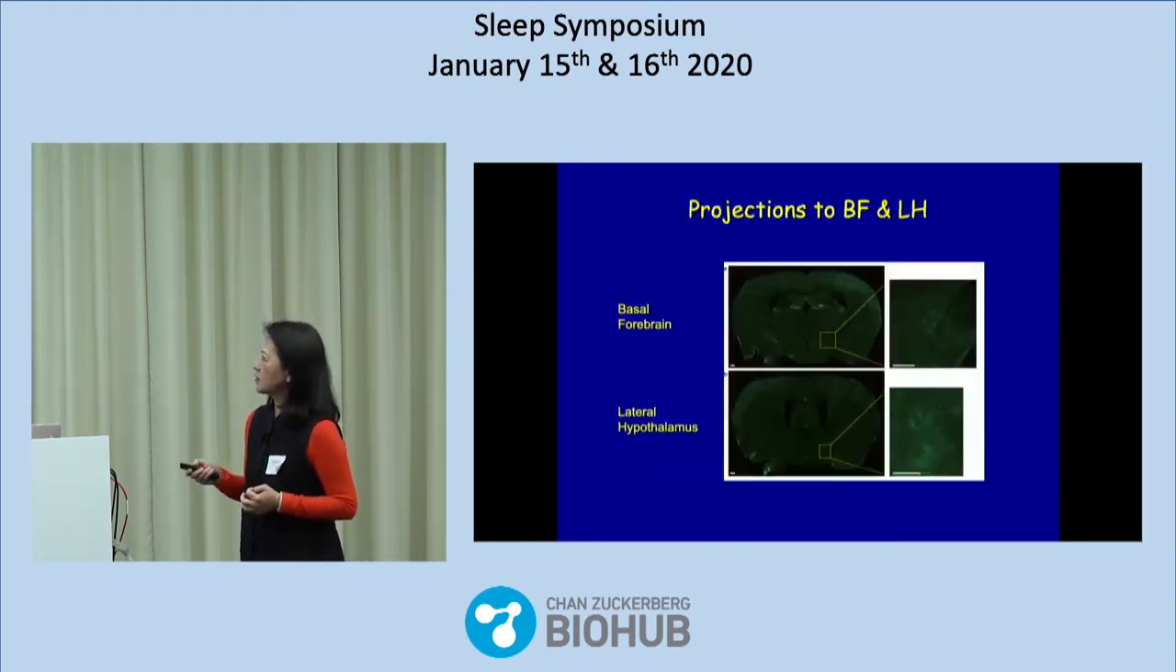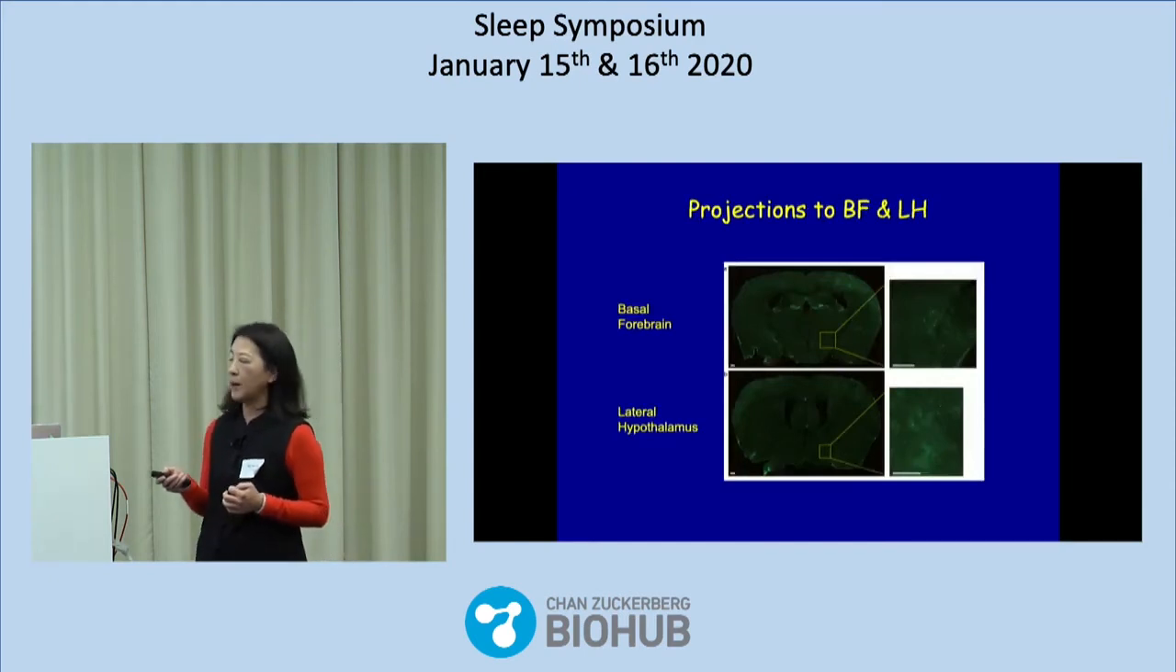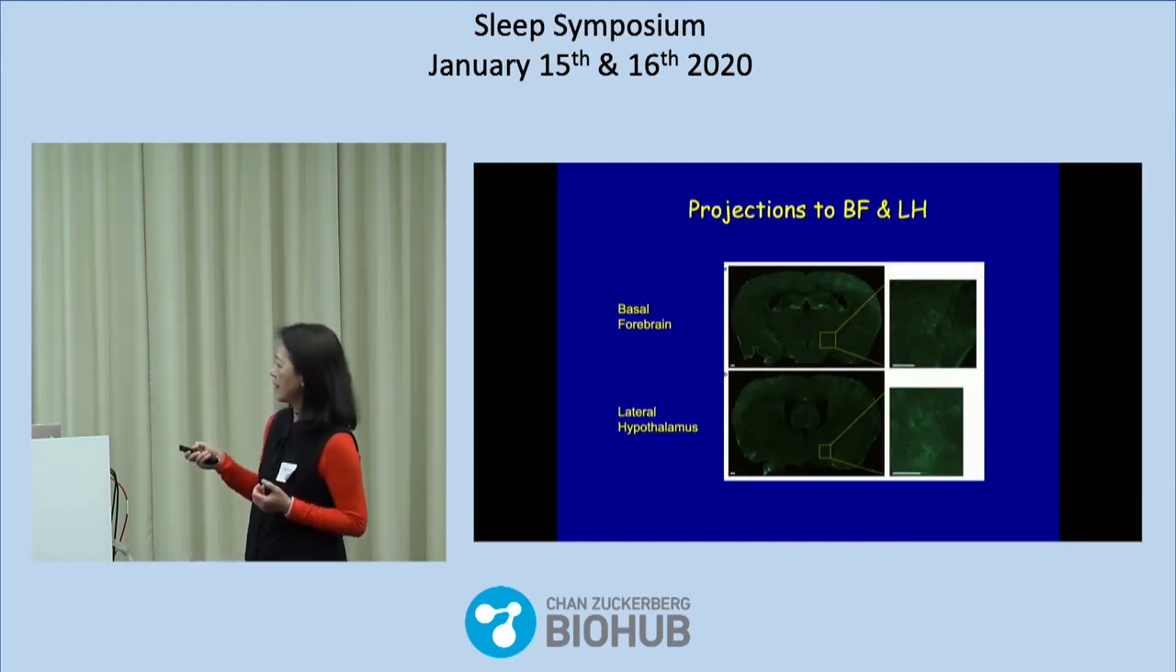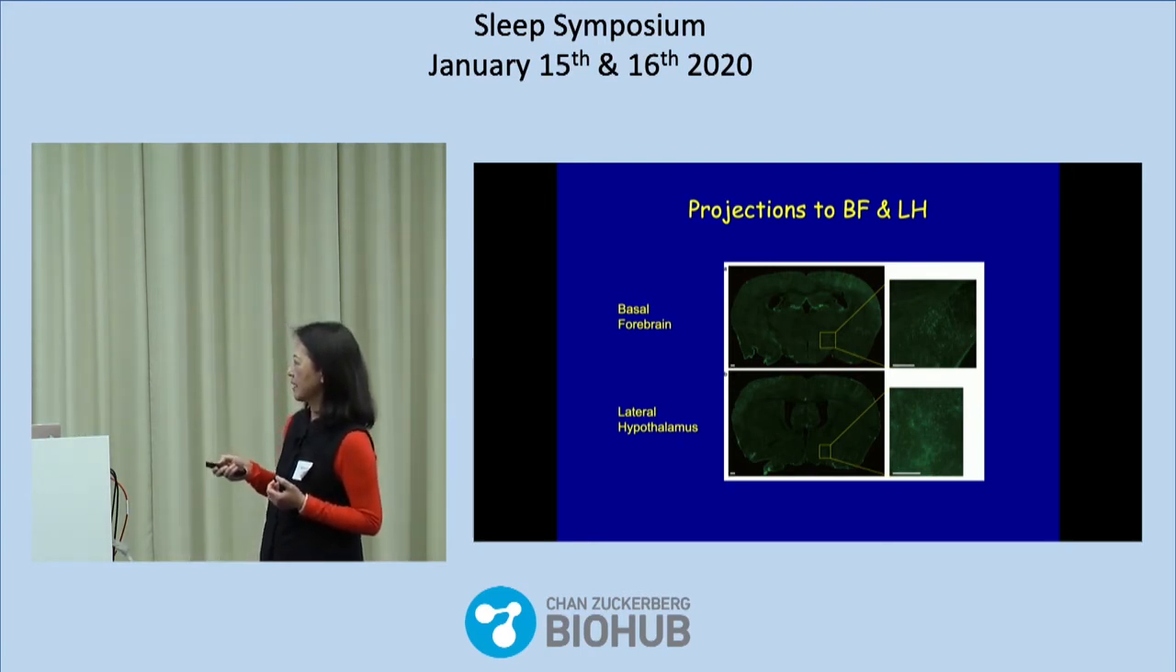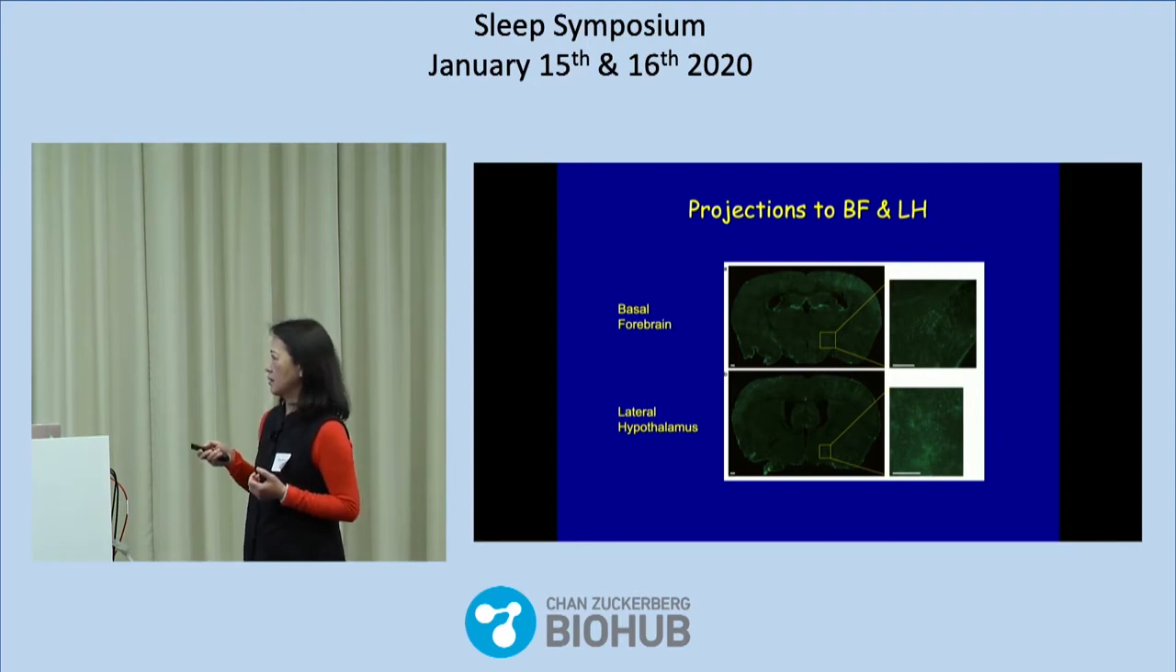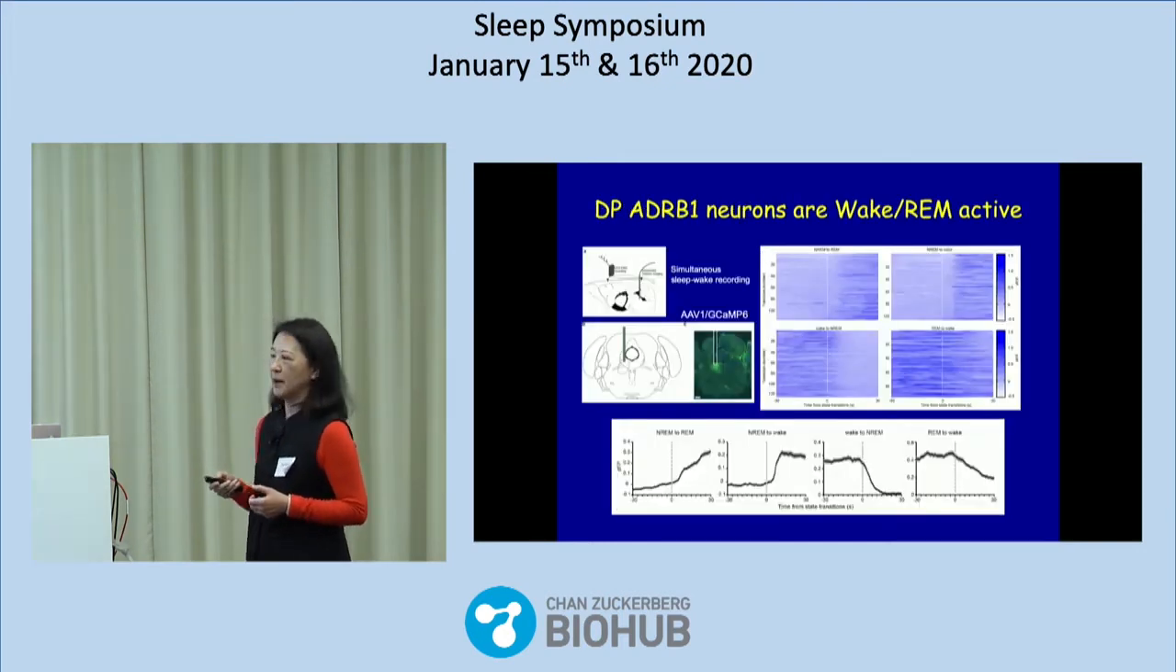The third thing he did was look at the projection from the dorsal pons to different parts of the brain. He found that two regions have high expression. One is the basal forebrain, and the other is the lateral hypothalamus. Both of these are regions that people have indicated participate in sleep regulation. So all these three things helped him feel good about the dorsal pons.